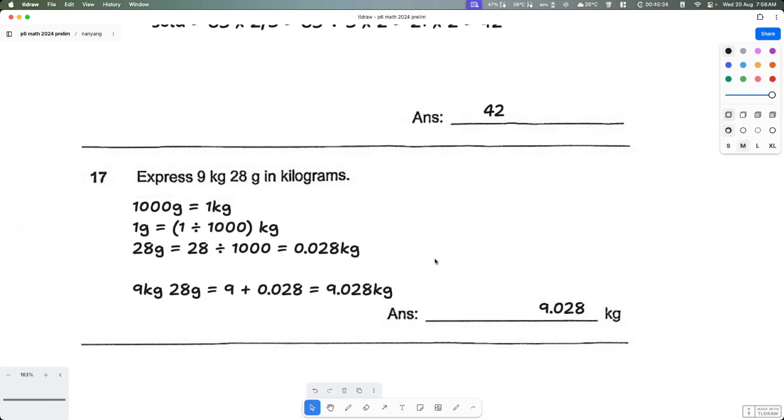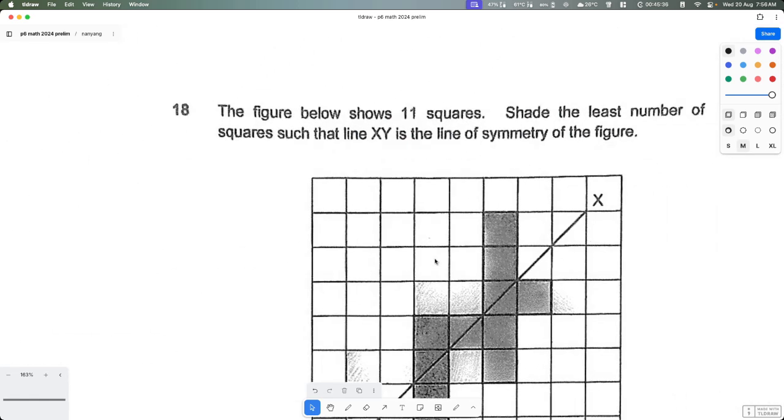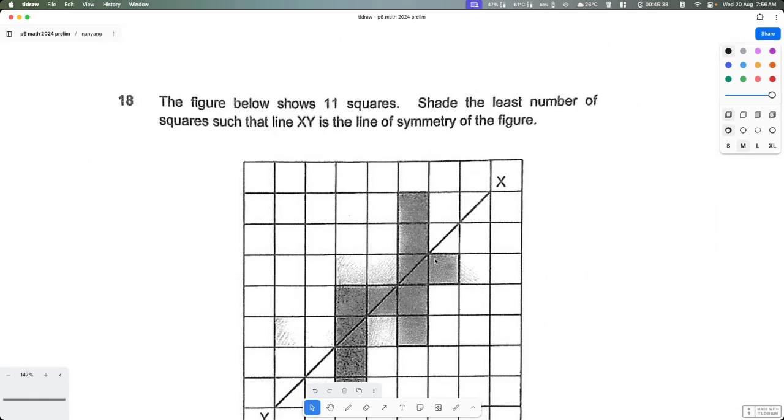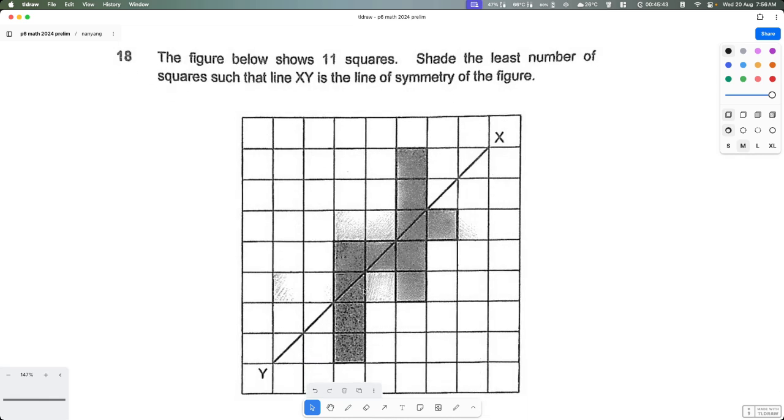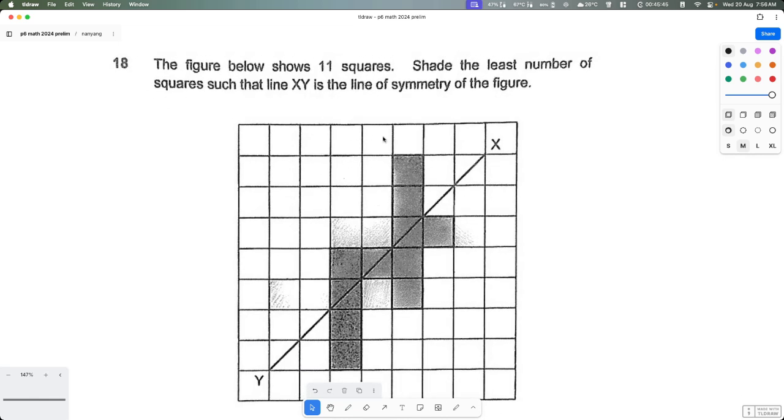All right, let's move to the next question. Question 18. So, okay, the figure below shows 11 squares, right? Shade the least number of squares such that line XY is the line of symmetry.